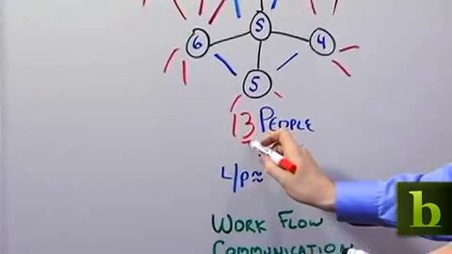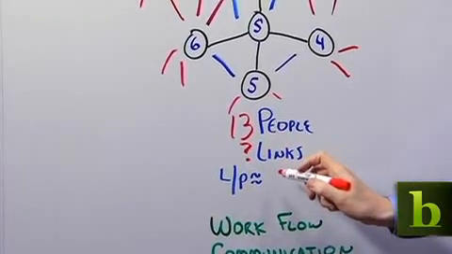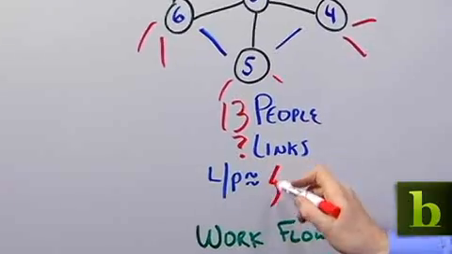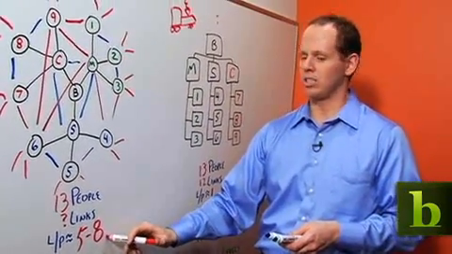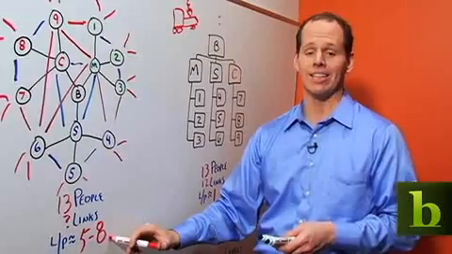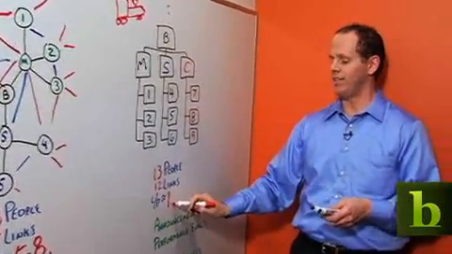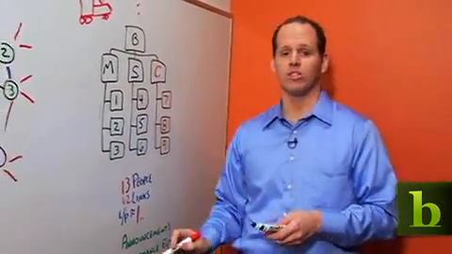Well, I can't tell you how many links I've drawn in this picture, but we know from the research that the number of links per person is typically about 5 to 8. That's right, each person has 5 to 8 sources of information they need to act upon in real life at least, versus the 1 that the org chart tells you. So what does this mean?